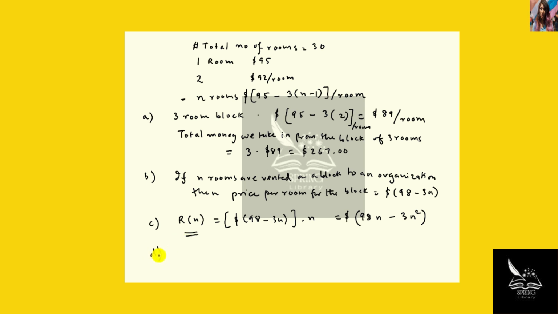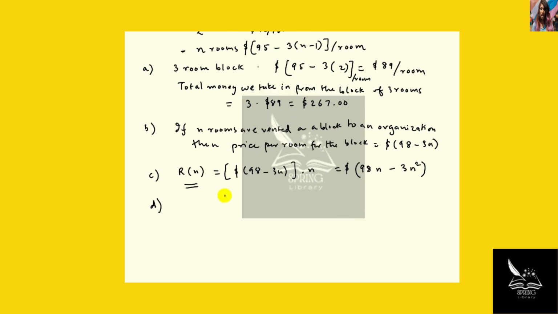And in part D, we have to find the revenue from renting out a 7-room block. So R7 will give the revenue from renting out a 7-room block, and it will be equal to, we plug in 7 into this function. It is 98 times 7 minus 3 times 7 square, and it is equal to $539.